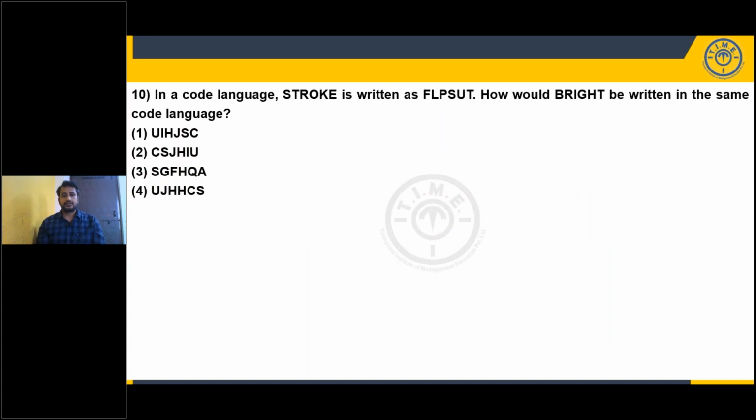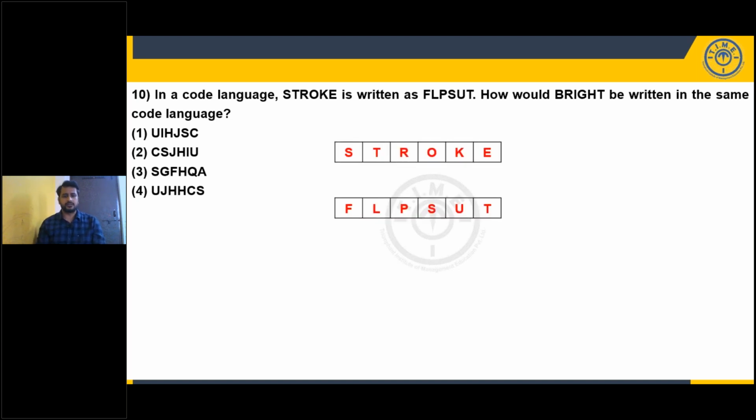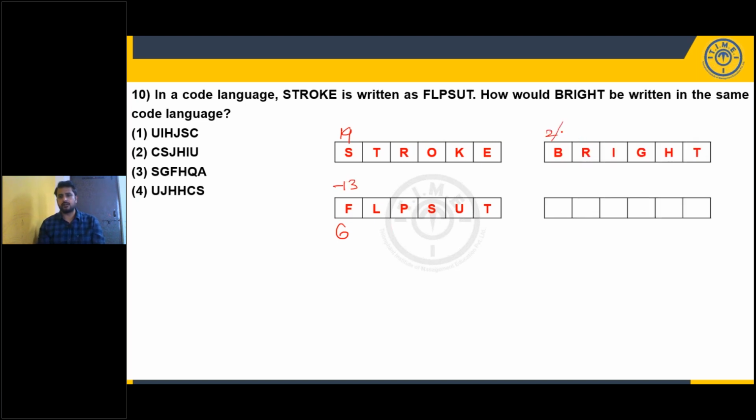In a certain code language, stroke is written as FLP. How would bride be written in that language? Again, we'll be checking the logic from first letter to first letter. If not possible, first to last. S is 19, F is 6, so -13. B is 2, or also we can write 28 in cyclic pattern. Alphabets are cyclical in nature, right? So Z is 26, 27 is A, 28 is B, and so on. So -13. 28 minus 13 is 15. The 15th letter is O. Is there any option starting with O? No. It means first letter to first letter is not possible.